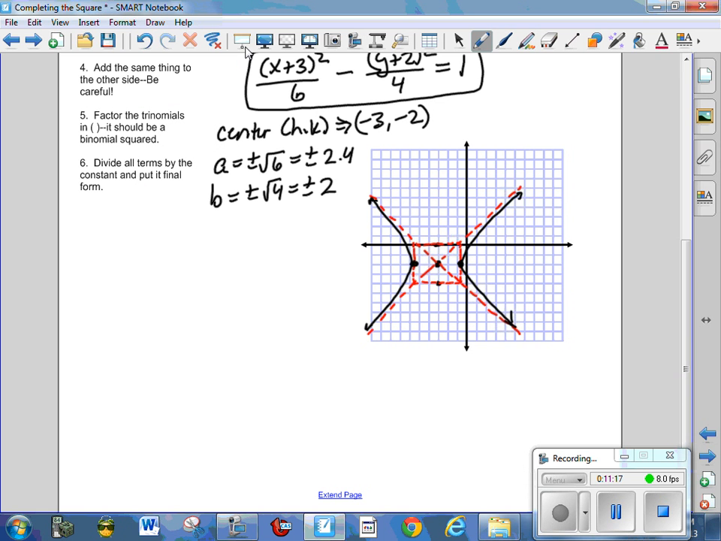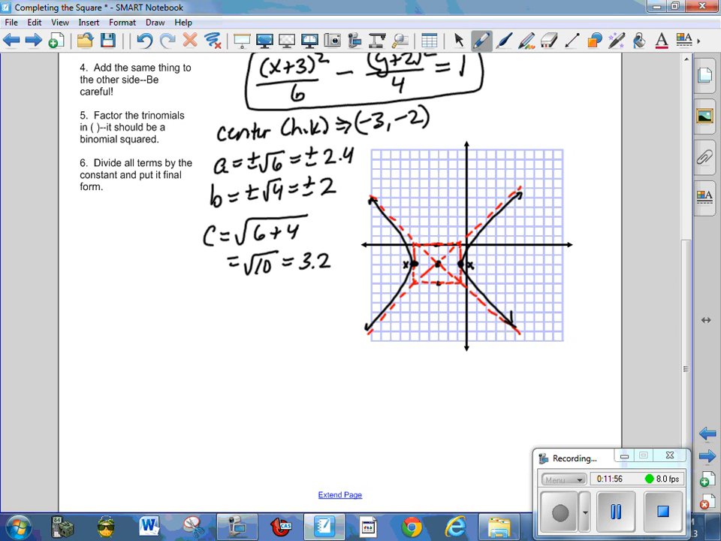Now the foci are calculated by doing c squared equals a squared plus b squared, so c is the square root of 10 in this case, and that is 3.2. So I count 3.2 from the center, and this is going to be very close to the vertex, kind of hard to see on this grid. I should have made a bigger grid. 1, 2, 3.2, so probably about right here. So they're very close. It's kind of hard to tell because I think I drew my hyperbola not exactly on the vertex.